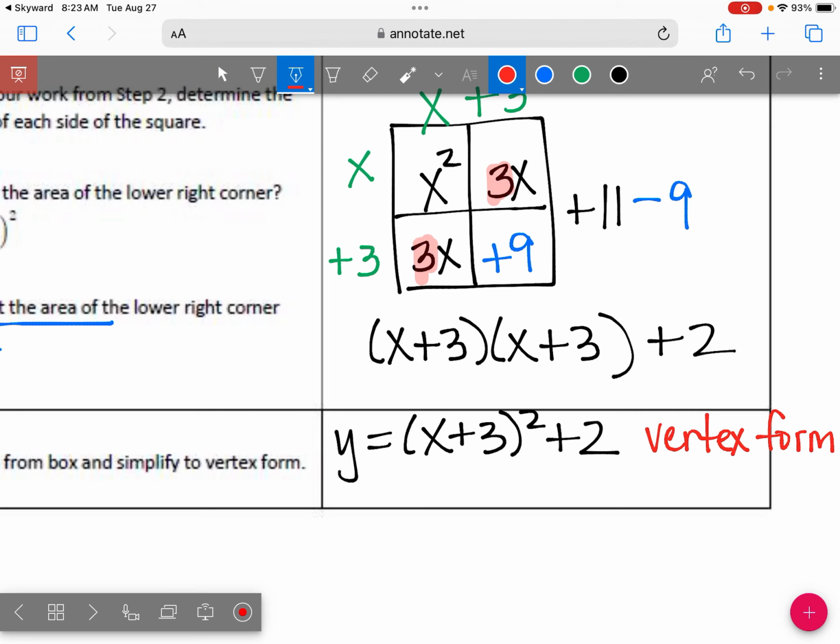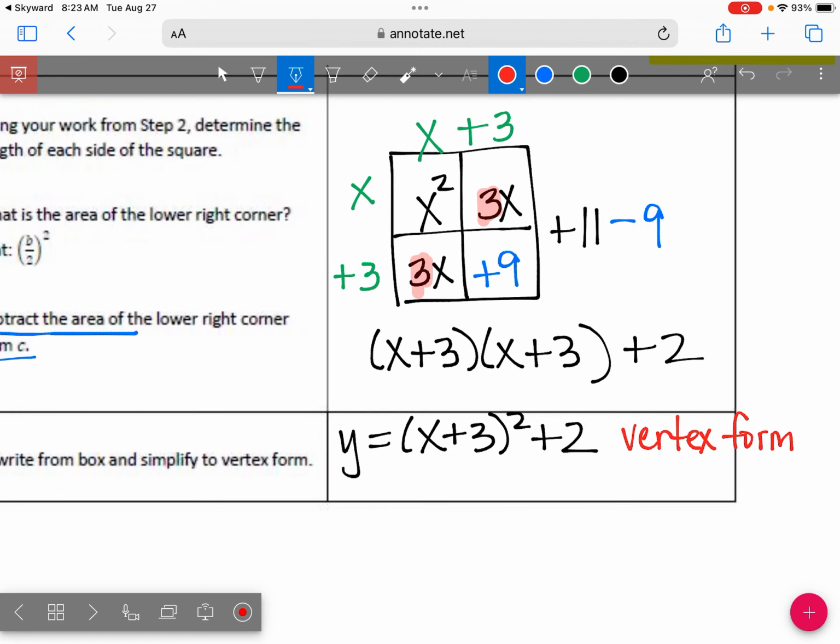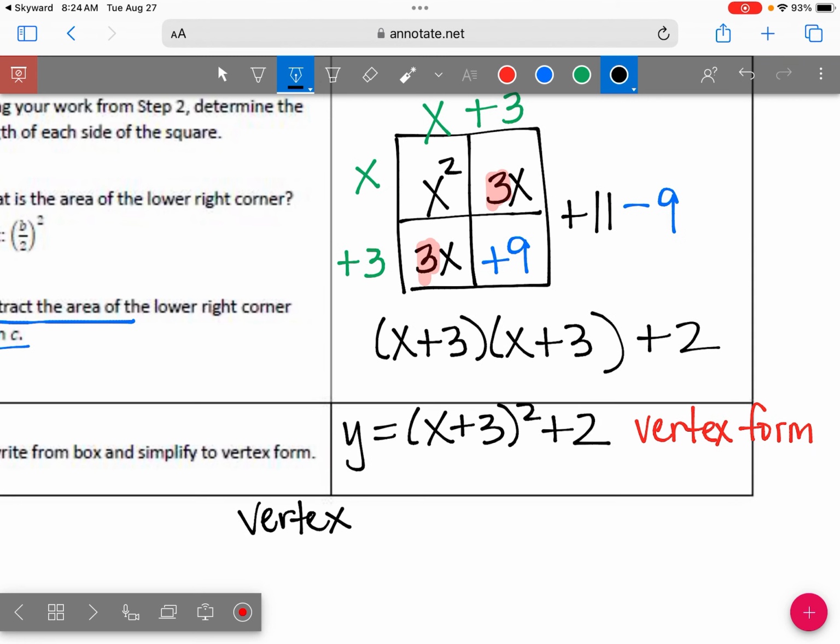So this will be vertex form. Okay, so now we have to identify two things. We have to figure out where our vertex is. I'm going to have to write this. Do y'all have a little space under the box? A little bit? Okay. So the vertex is always going to be H and K. This is H and this is K.